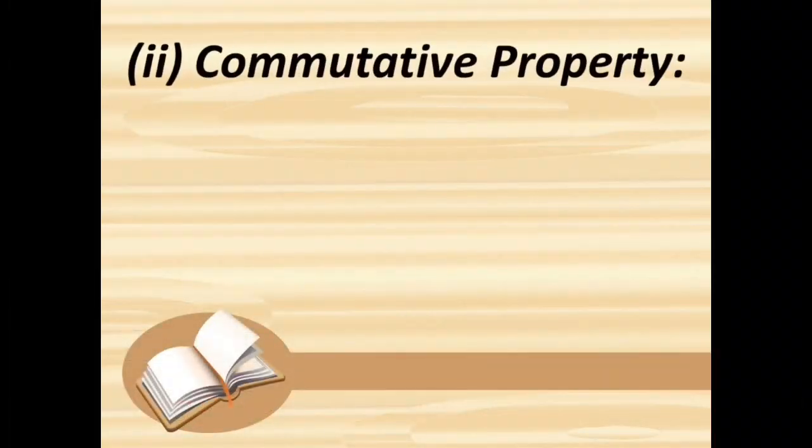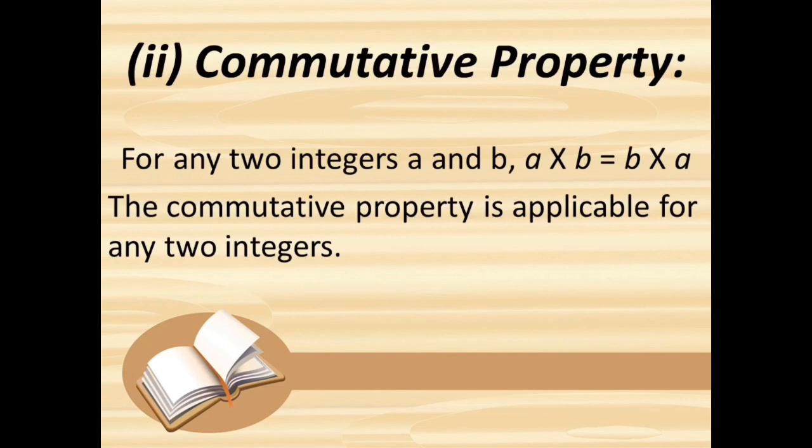Second property is the commutative property, and the property says that for any two integers a and b, a multiplied by b is equal to b multiplied by a. That means on multiplying two integers in any order, our answer will be the same, and this commutative property is applicable for any two integers. Now students, let us see with the help of an example.